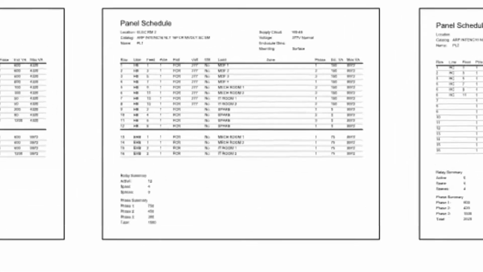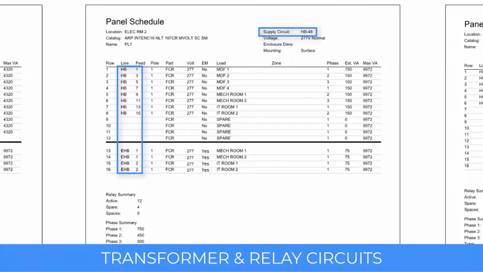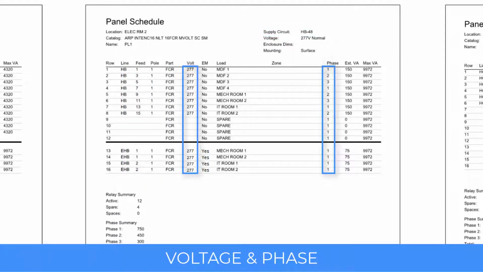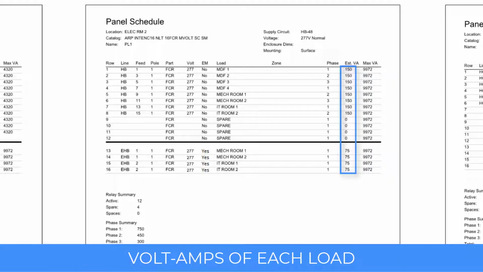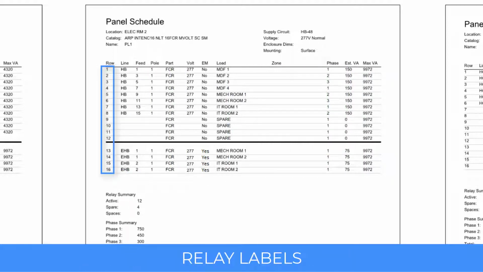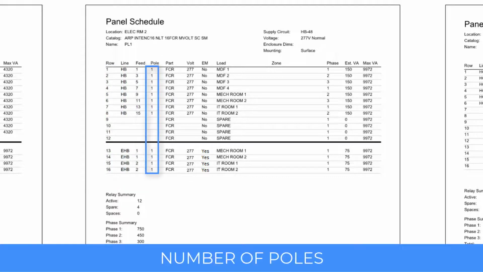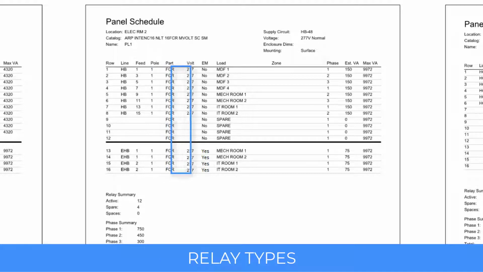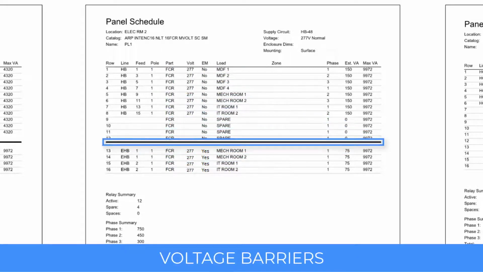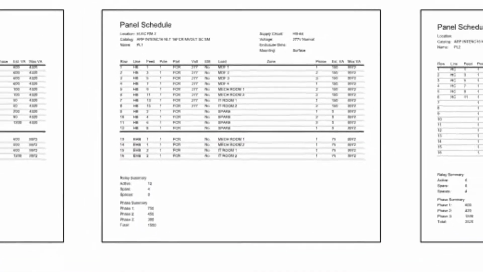A panel schedule is used to indicate the circuits feeding the transformer and relays, the voltage and phase of those circuits, the maximum volt amps of each relay, and the volt amps of each load. It also provides a numbered label for each relay, the number of poles that it controls, the type of relay that it is, the load name, and the location of voltage barriers necessary to separate emergency circuits. All this information is necessary to ensure that the panel is wired appropriately to allow proper control of every load.